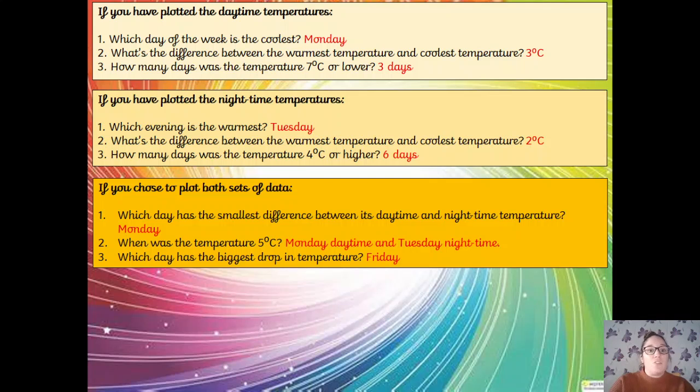And then if you chose to plot both sets of data, Monday had the smallest difference between its daytime and nighttime temperature. Monday daytime and Tuesday nighttime had a temperature of 5 degrees. I wonder if you spotted that. And then Friday had the biggest drop in temperature.